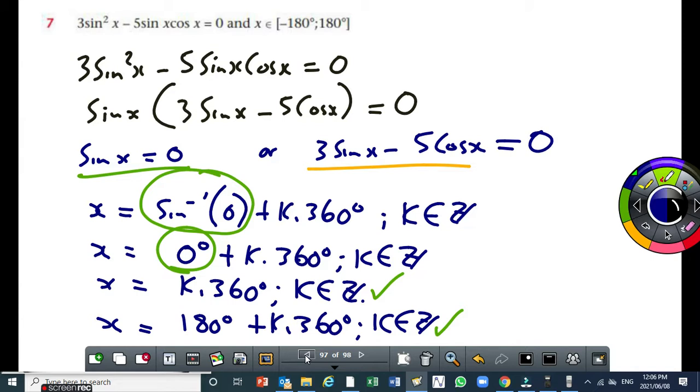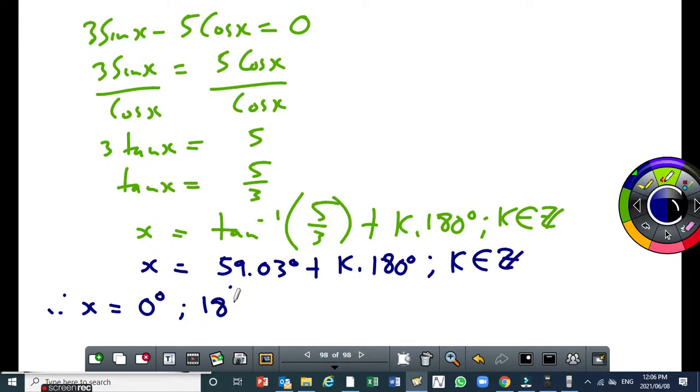Can you please look on the board and stop writing for a moment and look here. Stop writing. If I substitute k equal to 0 here, I'll get x equal to 180. So I'll write that down. Alright? 180 degrees. I'm not done.